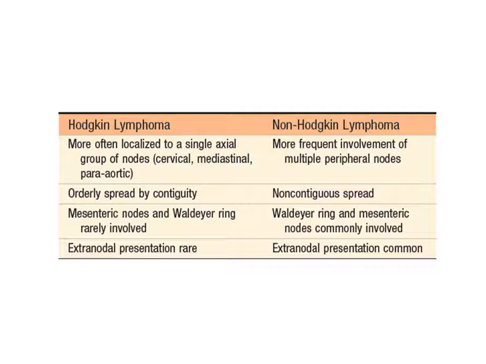Third feature, mesenteric nodes and Waldeyer ring are rarely involved in Hodgkin lymphoma. Waldeyer ring and mesenteric nodes are commonly involved in non-Hodgkin lymphoma. Extranodal presentation is rare in Hodgkin lymphoma, and extranodal presentation is common in non-Hodgkin lymphoma. This means Hodgkin lymphoma mostly belongs to the lymph nodes, while non-Hodgkin may be in other tissues also. These are small differences in the clinical presentations.